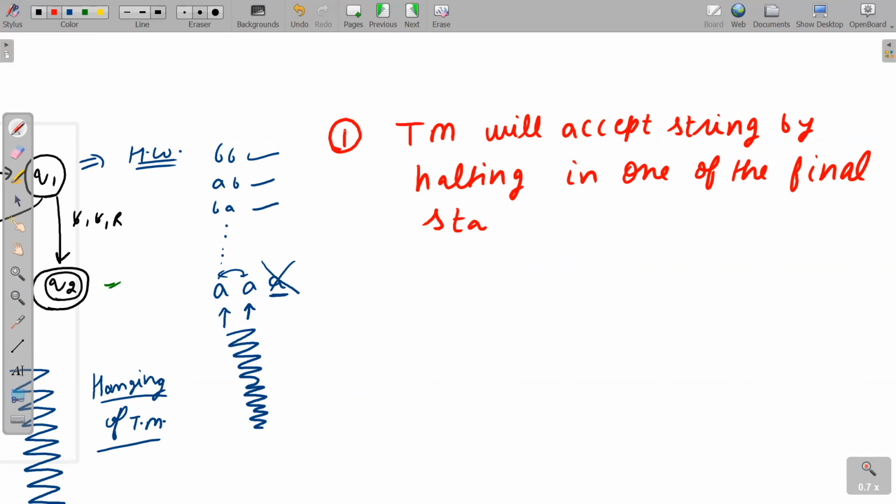In one of the final states. Point number 2: a Turing machine accepts a string by halting in one of the final states.